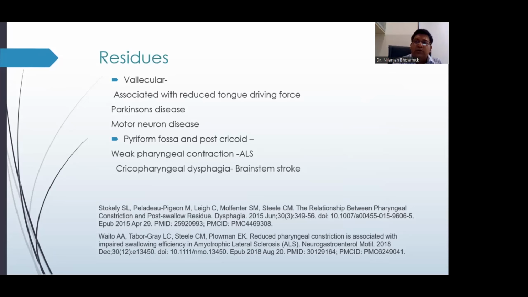Now, again, there are two different reasons for this. One is, of course, a weak pharyngeal contraction, as I was just discussing, which can be seen in patients of amyotrophic lateral sclerosis, or alternatively something called cricopharyngeal dysphagia. Cricopharyngeal dysphagia again can happen because of one of three events. One, of course, is cricopharyngeal spasm. Two is poor laryngeal elevation. And three is poor pharyngeal contraction. Cricopharyngeal dysphagia is commonly seen in brainstem strokes. So these are the causes of piriform fossa and post-cricoid residues.